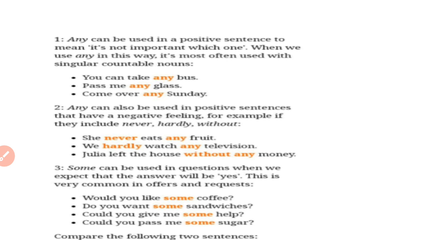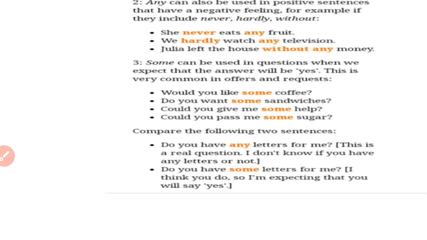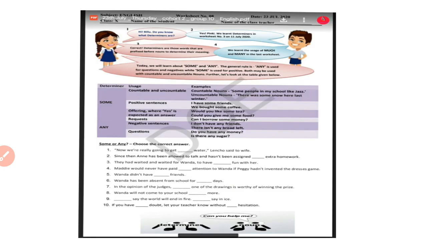Third, we can use some for interrogative sentences when we expect the answer to be yes. Then we use some as a determiner. Would you like some coffee? Do you want some sandwiches? Could you give me some help? Could you pass me some sugar? Okay students, I hope you all understand the use of some and any. Now let's look at your worksheet.